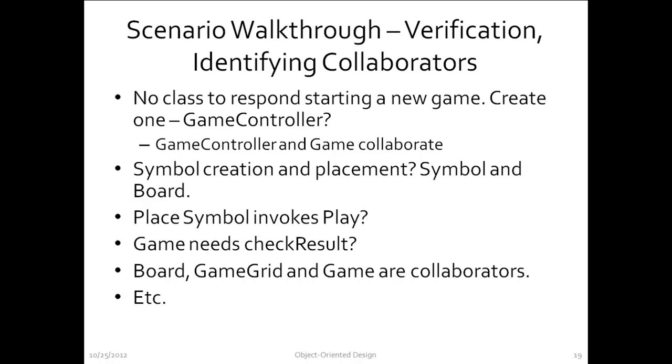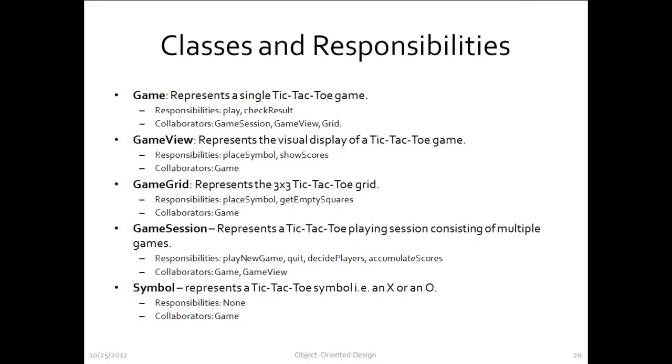Should we have place symbol invoking play? Does the game need a function called check result? You'll find that board, game, grid, and game are collaborators, and so on. And so now, after we've gone through enough scenarios, we arrive at a pretty complete design.